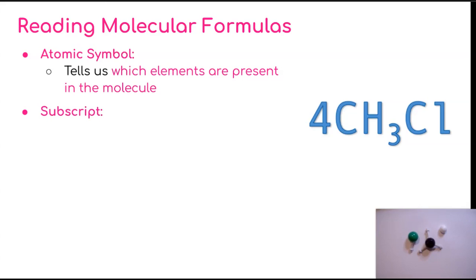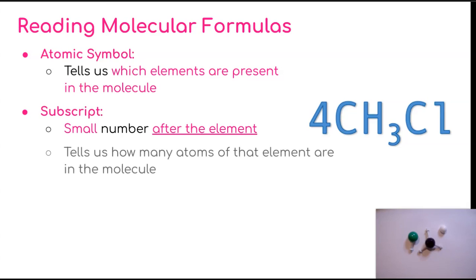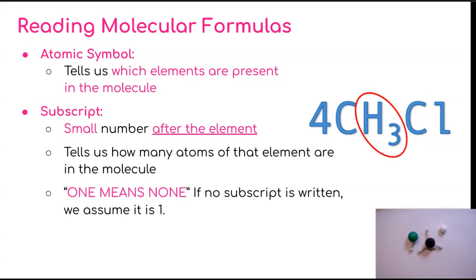The next piece of information that we can get from a molecular formula is from the subscript. The subscript is that small number that comes after the element it is associated with. So remember, when you're looking at a subscript, the small number comes after the element that it is associated with. In our example, we can see that 3 comes after the hydrogen, so that 3 subscript is associated with the H. The subscript tells us how many atoms of that given element are present in the molecule. So in our case, that tells us that we would have 3 hydrogen atoms in our molecule.